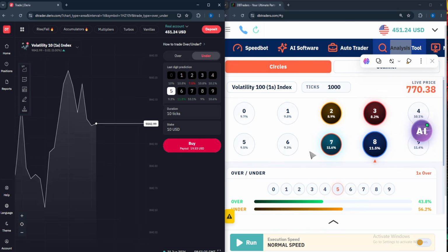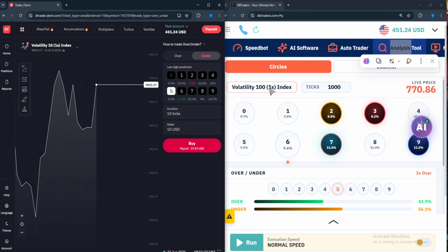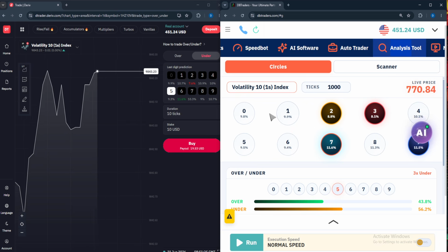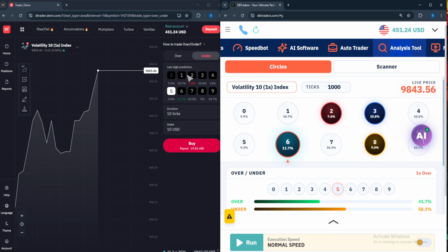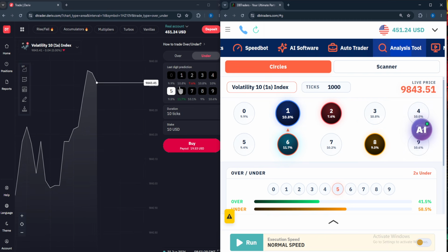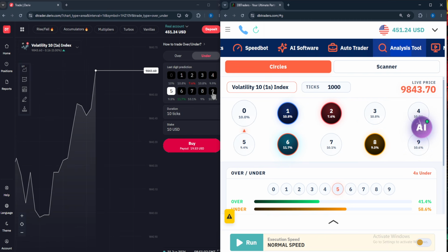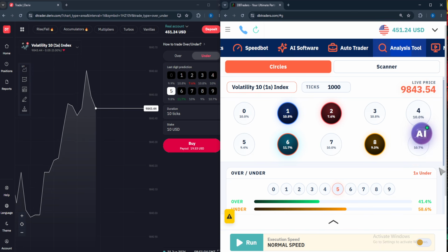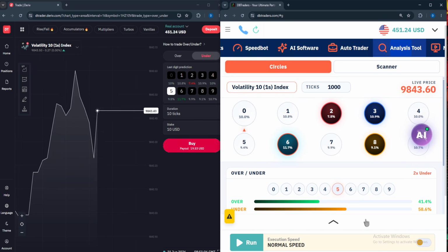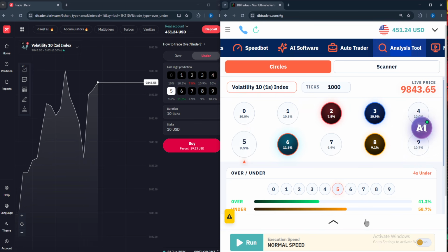Basically it will make your work much easier. As you can see, the percentages are the same. Here 1 is 10.8, here 1 is 10.8, here 9 is 10.6, here 9 is 10.7. They are matching, so there's no difference. It is just that now you'll be having the analysis tool while you're trading on the official platform.